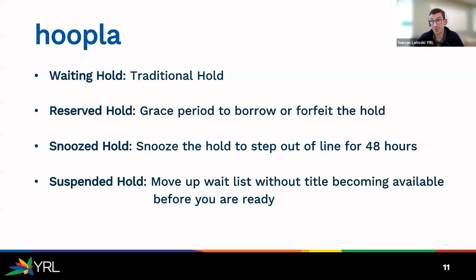Once a hold is in the reserved hold status, however, you may snooze the hold, kind of like an alarm clock. So if you're not quite ready for the title, you can step out of line for 48 hours and let others step ahead, and then get back at the front of the line so you can check it out. And then the suspended hold is if you were on the wait list for a title, but you don't want to have the title become available before a specific period of time. So you can kind of adjust the hold, and it allows you to move up the wait list without the worry of it becoming available before you're ready.